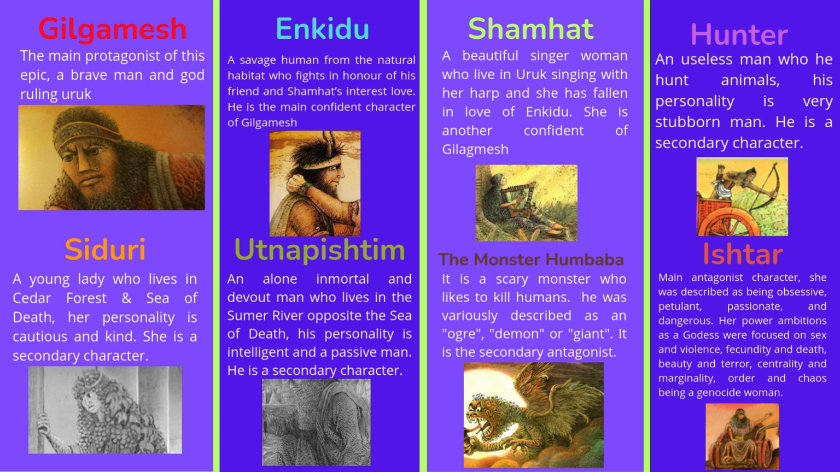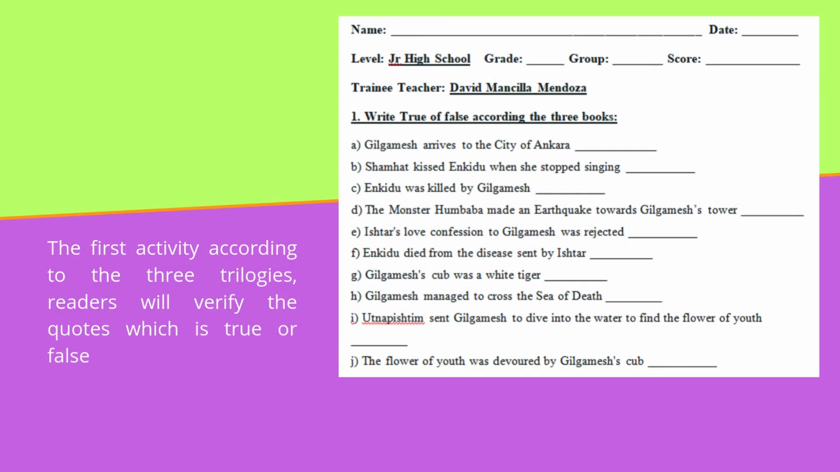And the last character is the main antagonist. I am talking about Ishtar. She was described as being obsessive, polluting, passionate, and dangerous. Her power and ambition as a goddess were focused on sex and violence, fecundity and death, beauty and terror, centrality and marginality, order and chaos, being a genocidal woman.